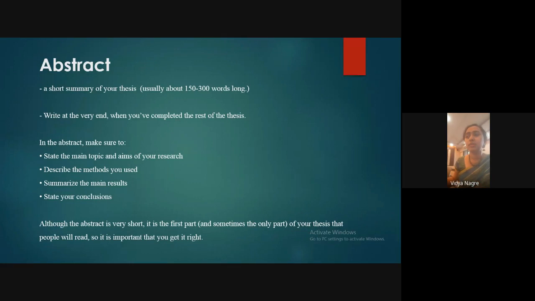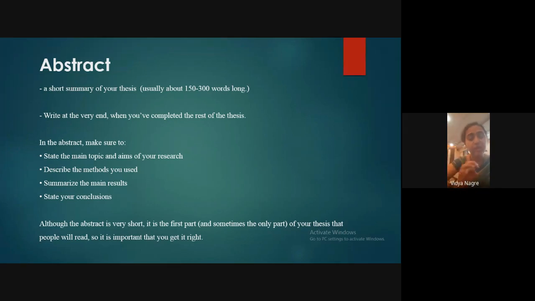Thereafter, which method you are using for your research, what tools you are using, and what major findings you have come across, all these things will be in your abstract. Now, please note one point. According to discipline, if you are from the science field, technology, or arts, humanities, social sciences, the type of abstract changes.